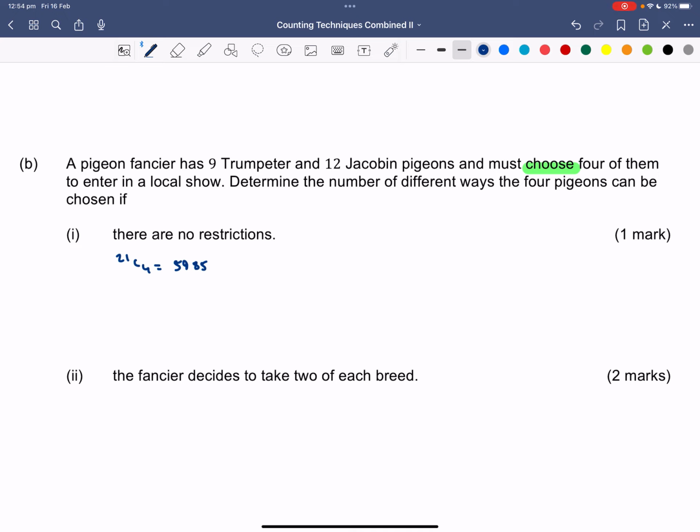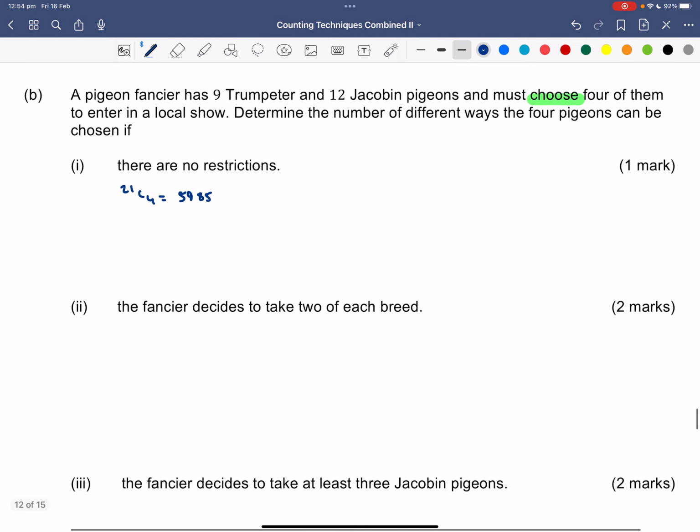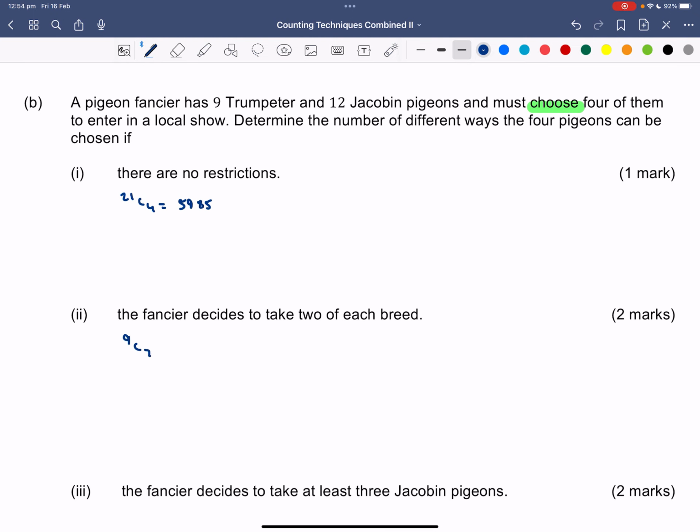All right. What if the fancier decides to take 2 of each breed? That's pretty easy as well, okay? That's super easy. 9 choose 2, and 12 choose 2. That multiplies out to 2376.